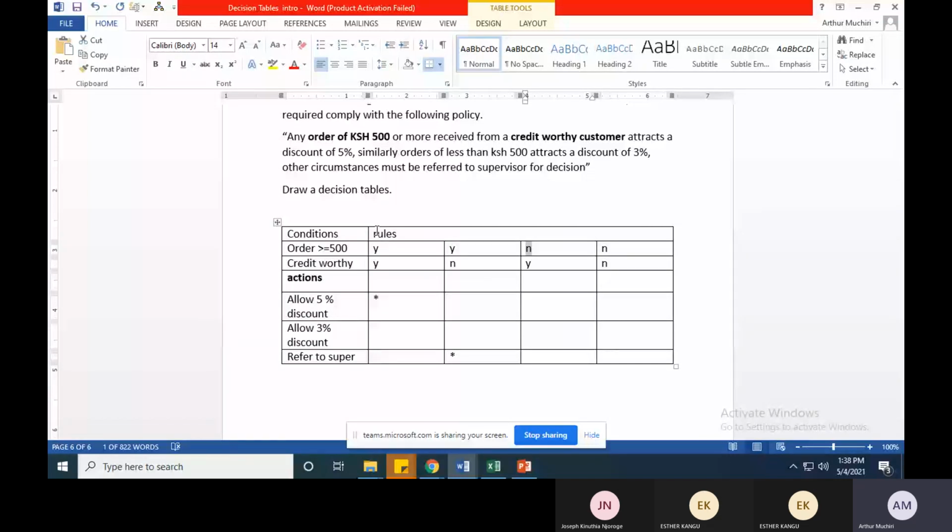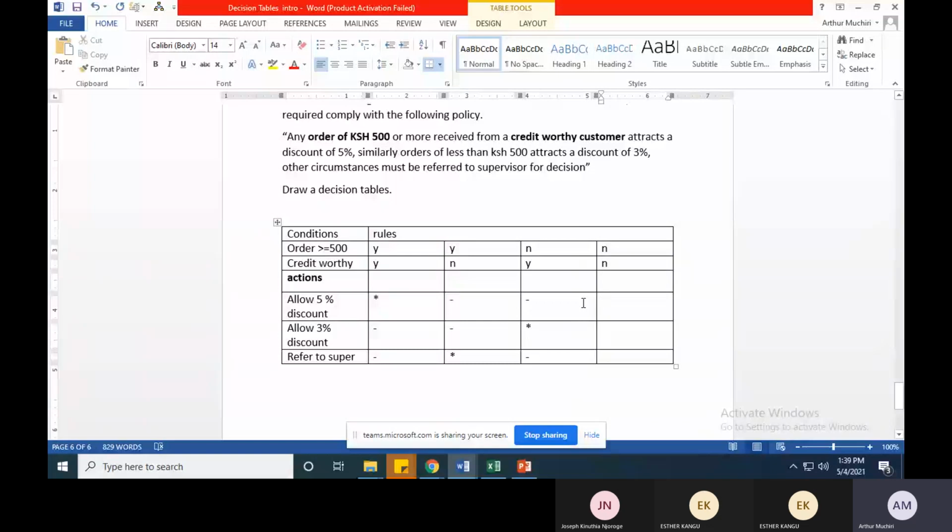So what discount are we going to give him? Are we going to refer him to the supervisor? No. We are going to give him a 3% discount. So for these ones, we can put a dash, it's easier. It is possible. So there we will put none.